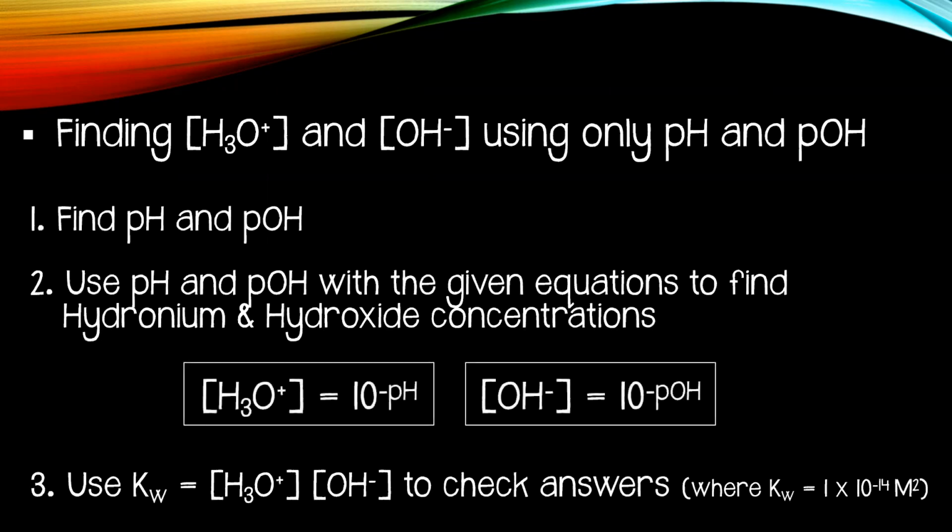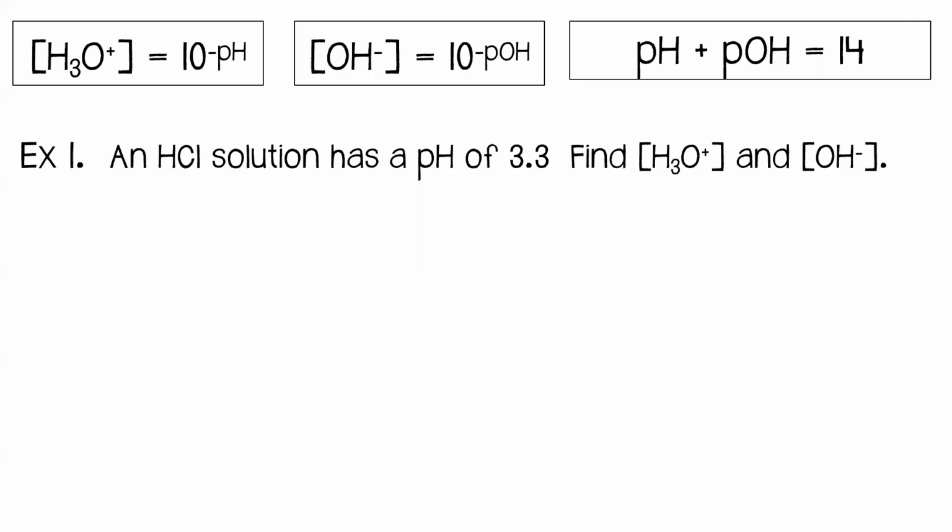So in that case, you have to first find the pH and the pOH. You're going to use the pH and the pOH in these two equations. So H3O plus equals 10 to the negative pH, or OH minus concentration equals 10 to the negative pOH. And then if you want to, you can always use the KW equation to check your answers, because when you multiply the two together, you should get the value of KW. So let's try this out.